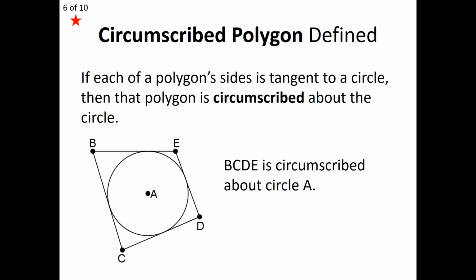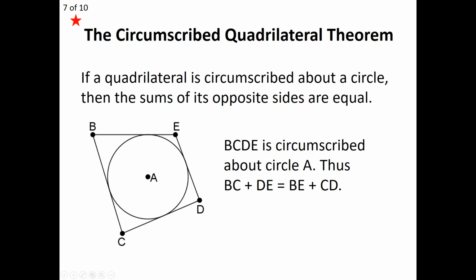Now, what's interesting about the circumscribed polygons is there are some interesting things we can actually prove about them, and specifically, we're going to prove something special about a circumscribed quadrilateral. So let me introduce you to the circumscribed quadrilateral theorem. Here's what it says. If a quadrilateral is circumscribed about a circle, then the sums of the opposite sides are equal, meaning pick a pair of opposite sides and add their lengths together. Then pick the remaining pair of opposite sides, add their lengths together. What's neat is the sums of those opposite sides are going to be equal to each other.